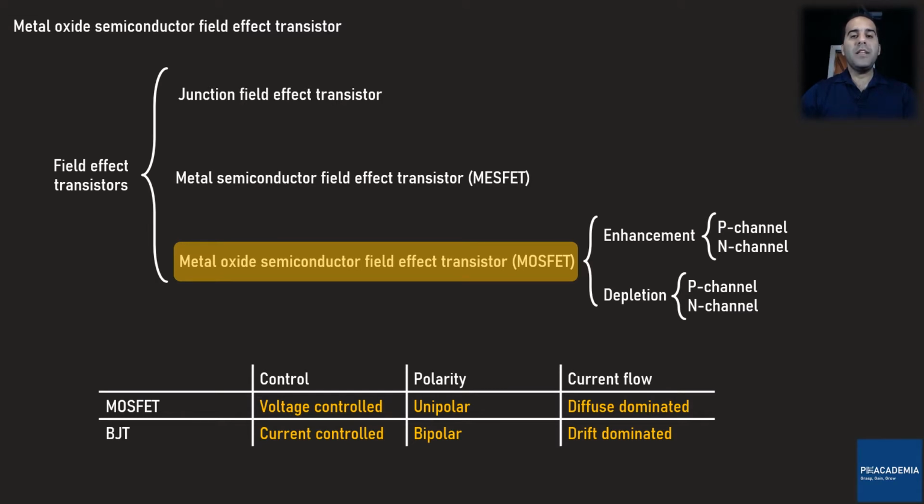In terms of the current flow, in MOSFET, the current is mostly due to diffusion. However, in BJTs, the current flow is mostly due to drifting.